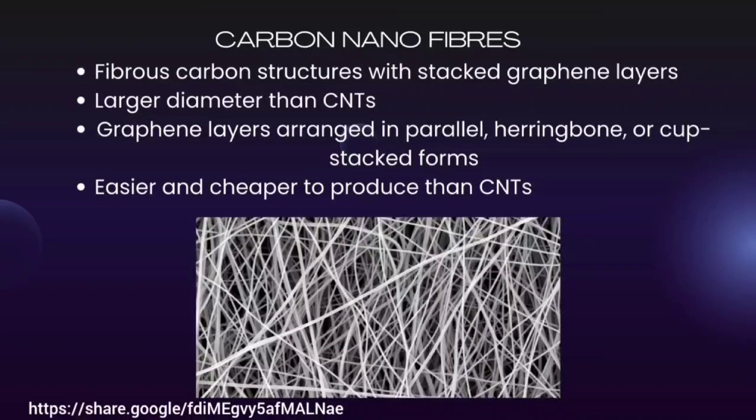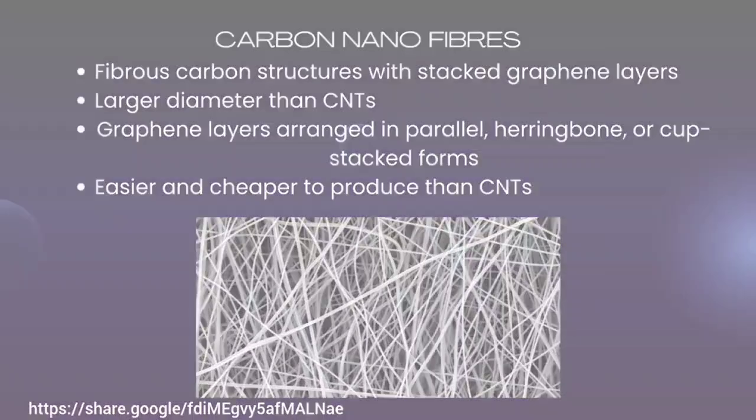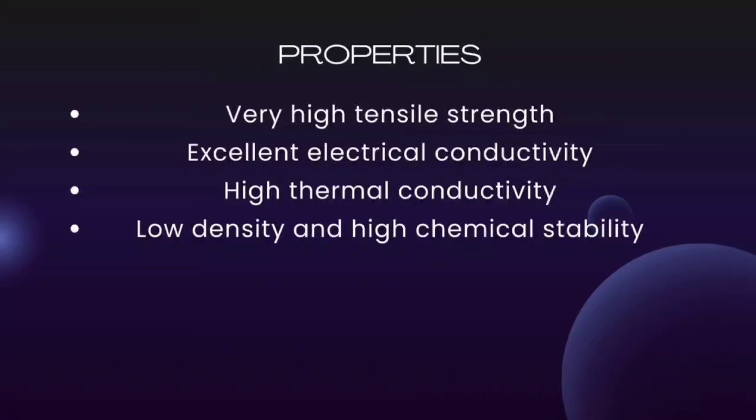So moving to carbon nanofibers, these are fibrous carbon structures with stacked graphene layers, and it has a larger diameter than carbon nanotubes. And these are graphene layers arranged in parallel herringbone or cup stacked forms, and these are easier and cheaper to produce than carbon nanotubes. So moving to the properties, they have very high tensile strength and also excellent electrical conductivity and high thermal conductivity and also low density as well as high chemical stability.